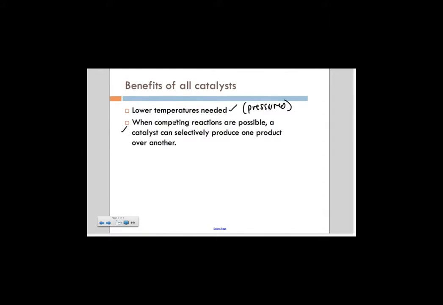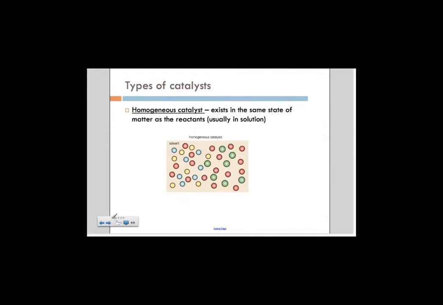The other nice benefit of a catalyst is if you have competing reactions going on with 2 reactants, say you have A plus B, and you could either make C from that, or you could make D. Imagine these are in equilibrium. A catalyst can help you form one of those products over the other, and so that's a nice benefit of them as well.